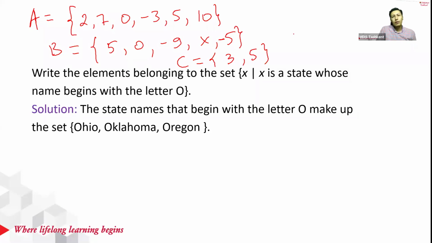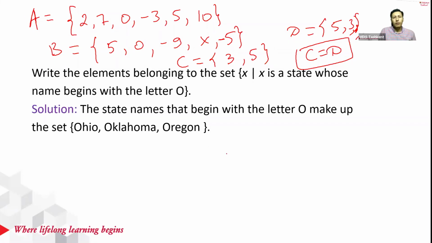Here order doesn't matter. For example, if I have 5, 3 and 3, 5, they consist of the same elements. Therefore, they are equal to each other. For sets, order doesn't matter. You can write in any order.